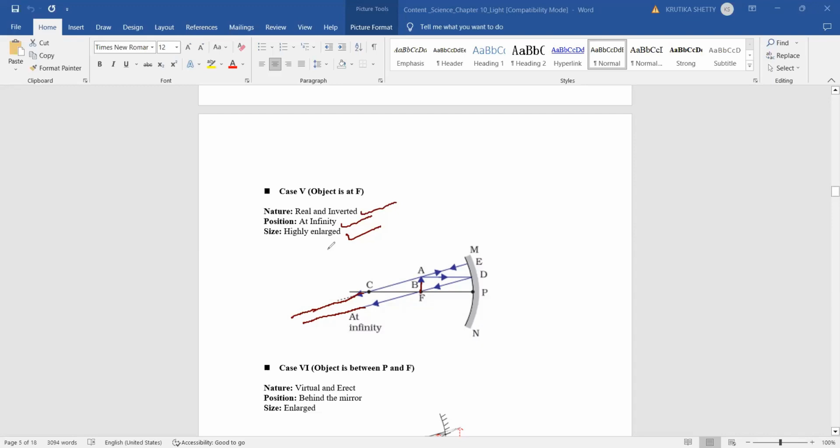So this is the reverse case of your first one. In the first case, the object is at infinity, the image is formed at focus. In the fifth, the object is at focus, the image is formed at infinity. Okay, this is first and fifth is reverse. Second and fourth is reverse. Third one is very simple, at C, at C. Then the last case for the concave mirror.